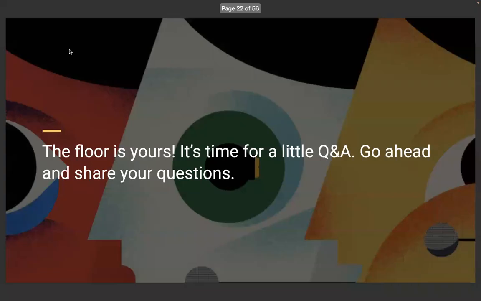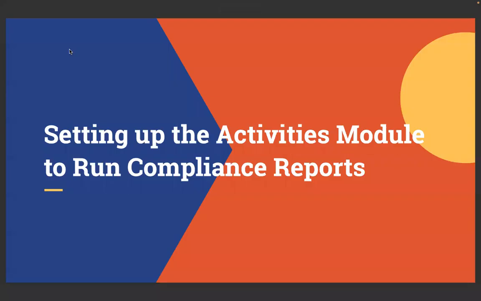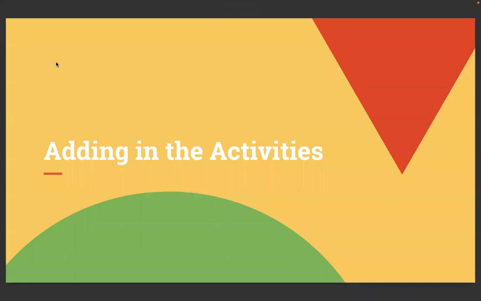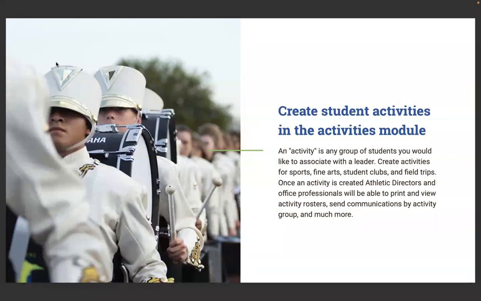And once we have that information entered, we can now use the activities module to monitor when those physicals are going to expire, or when students are ineligible to participate because they don't have one of those important pieces. So we're going to start by adding the activities, and you might already know how to do this. We're going to pay close attention to the physical cutoff dates, and there are a few compliance cutoff dates that we can enter. The activity, as you might know, is any group of students that you would like to associate with a leader. So typically we think extracurriculars.